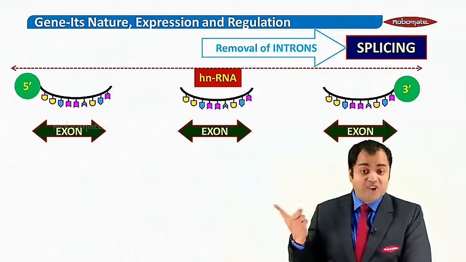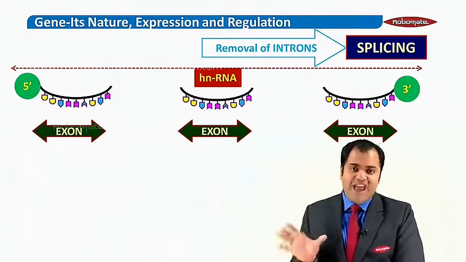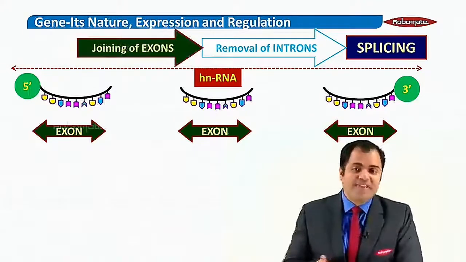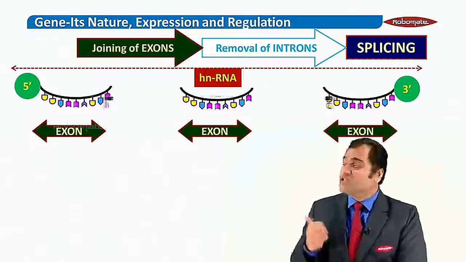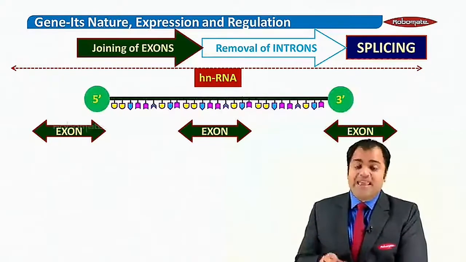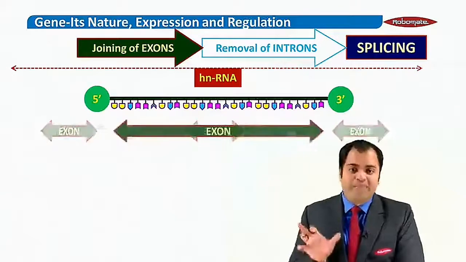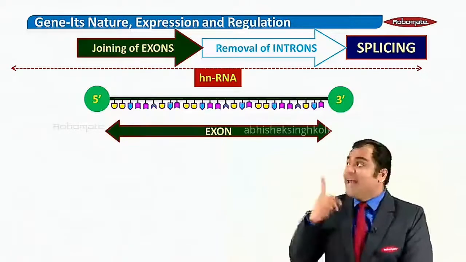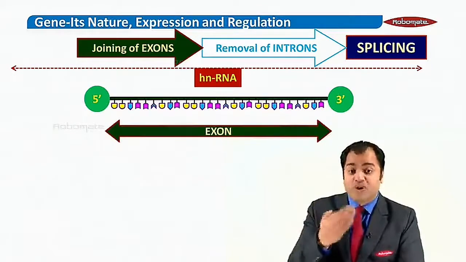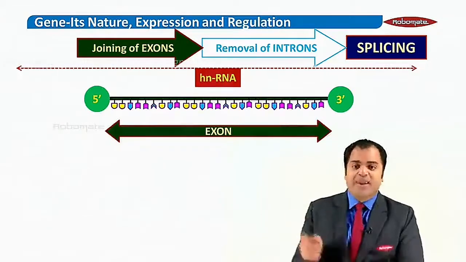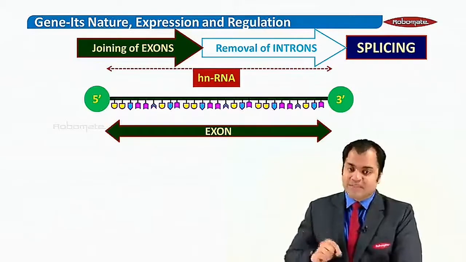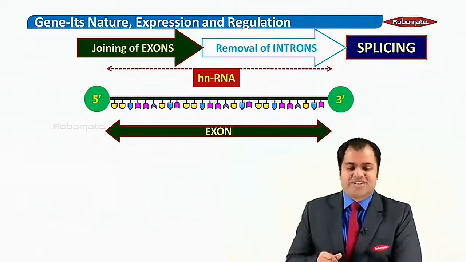Now we have 3 exons. What do we do? We have to join these 3 exons. So the next step is joining of the exons. Let's go ahead and join them, right? So when I join them, what really goes on is the 3 exons now form one big exon. But that hnRNA on top was a big molecule, and because the introns were removed and exons were joined, it becomes a much smaller hnRNA molecule. Is that okay? We still call it hnRNA.